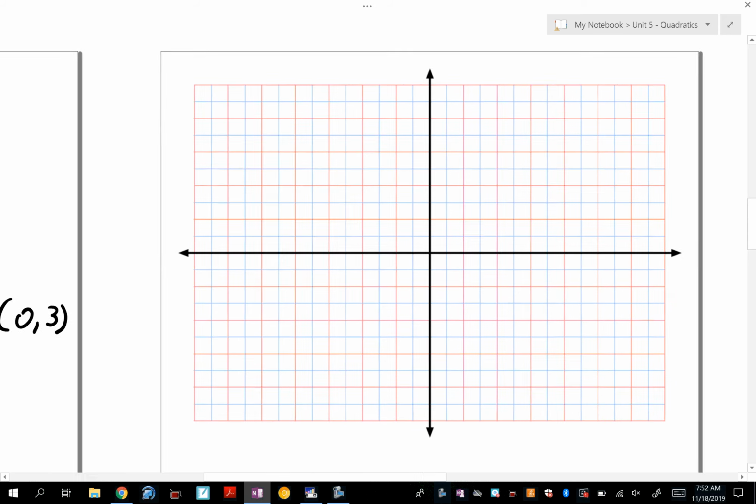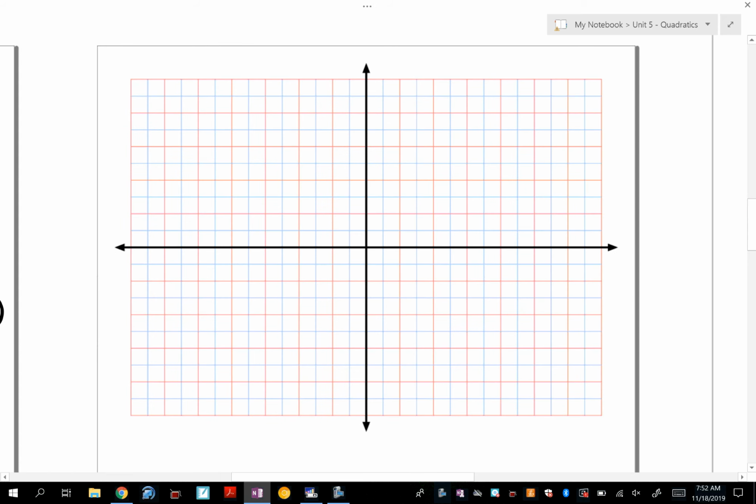Okay, what's the vertex? Very good. So (2, -1) is right here. (0, 3). So (2, -1) is the vertex. Always put your axis of symmetry through that. That way you can choose what you want to do. A dotted line through there.